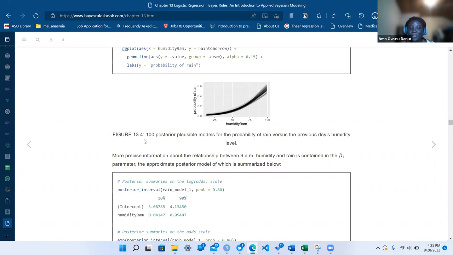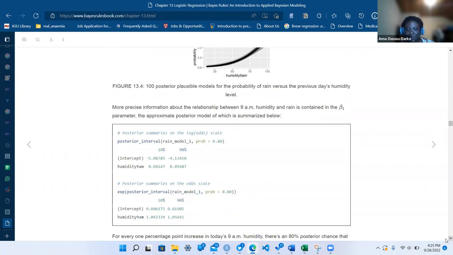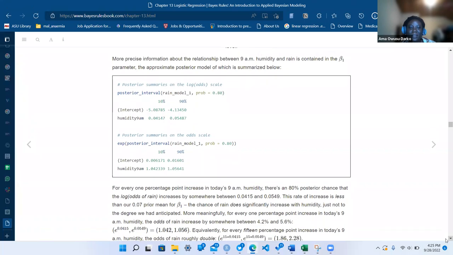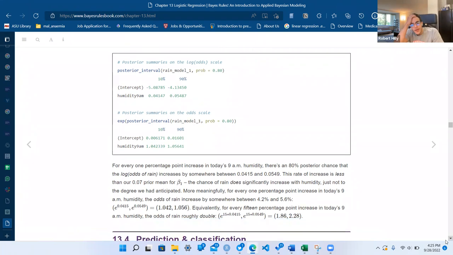Okay. So we have 100 posterior plausible models for the probability of rain versus the previous day's humidity level. And right now they are still just using one predictor, like the 9 a.m. So just one, beta 1 and x 1. And then, so this is the credibility interval, credible intervals, or no? Yeah. Yep, that is.